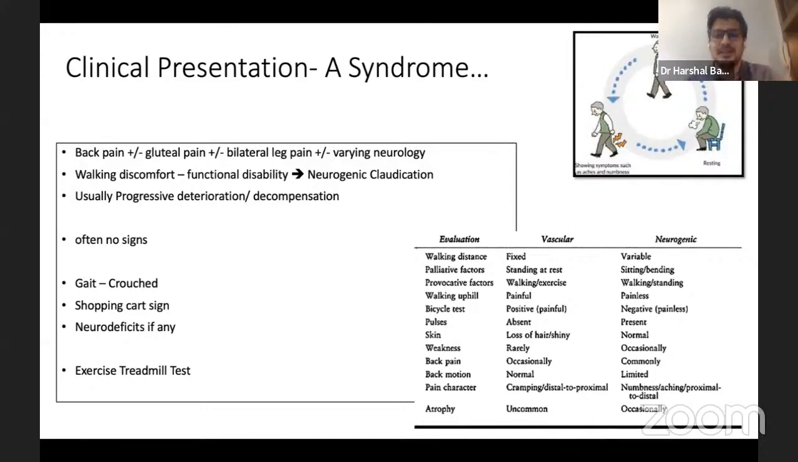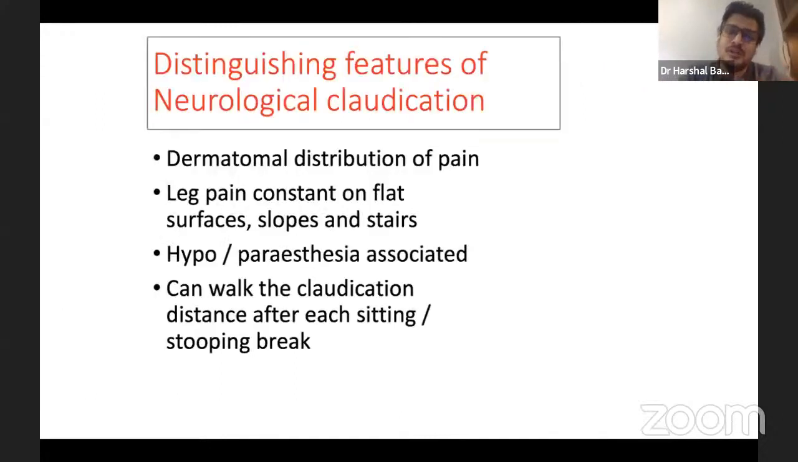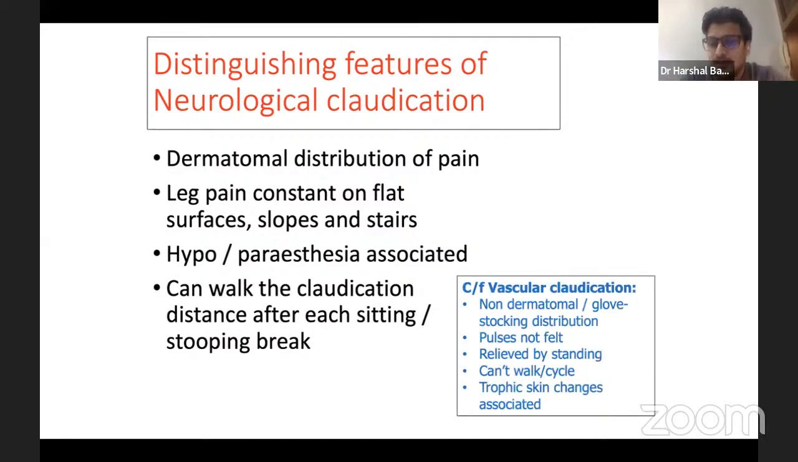We must differentiate, as I'll again tell you, between neurogenic claudication and vascular claudication, because neurogenic claudication has some specific symptoms. They have dermatomal distribution of pain. They have associated neurological symptoms. They do get better when you sit or lie down. And typically, when you stop, you can again walk. But vascular claudication is non-dermatomal. Peripheral pulses are absent. They're relieved by standing also. And again, trophic changes in the skin will be present.